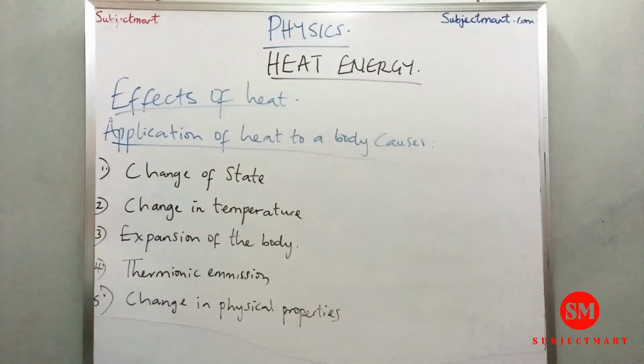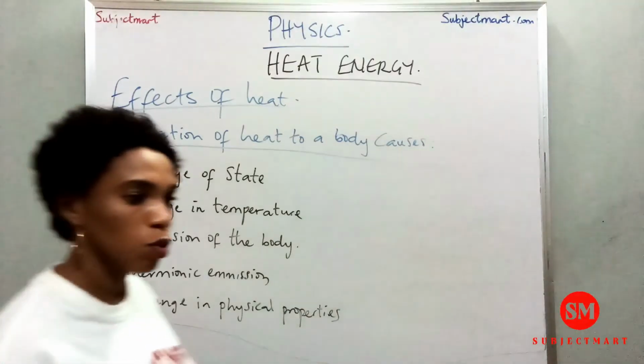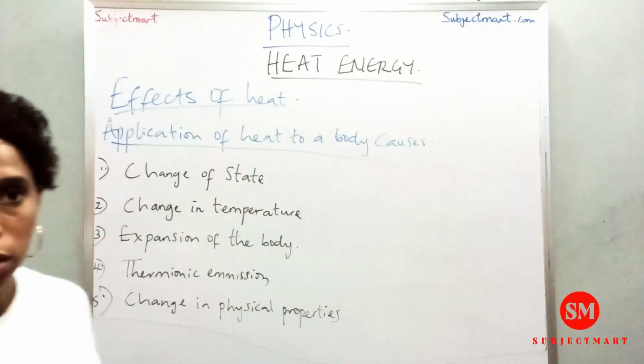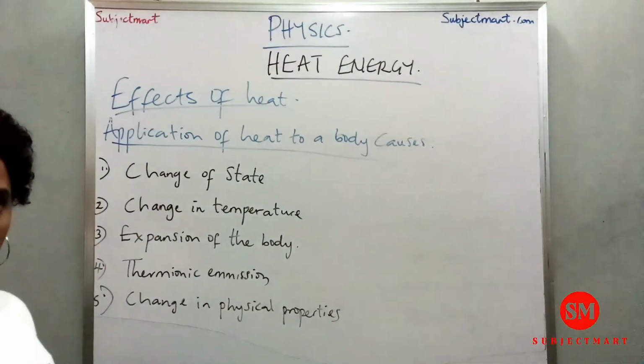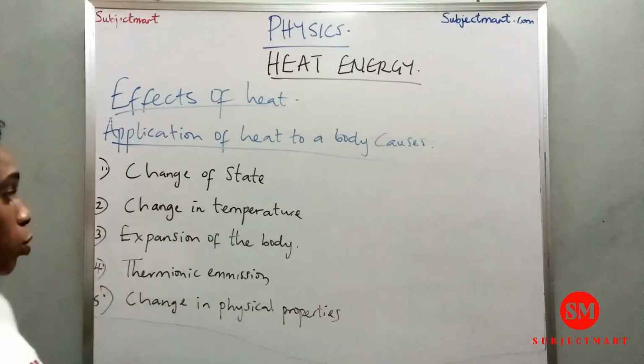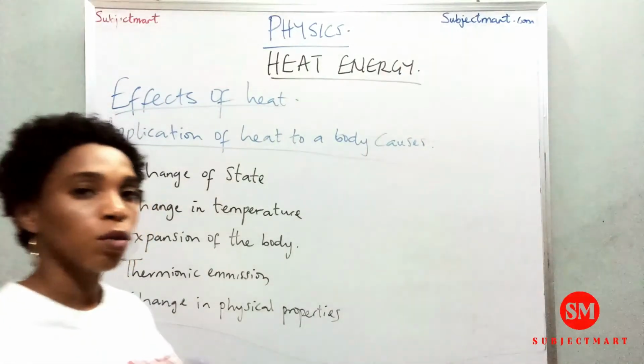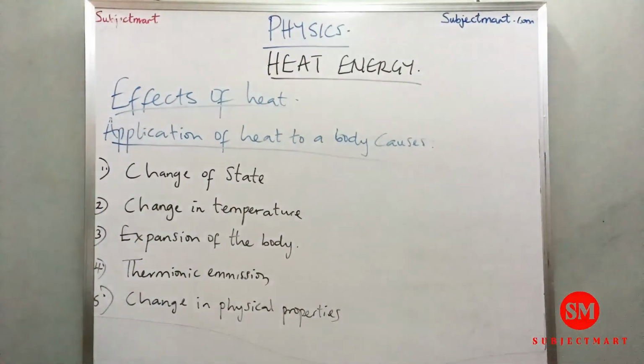The second one, it brings about change in temperature, of course. When you apply it to a cold body, definitely the temperature increases. When you bring out your food from the freezer, of course you don't want to eat it like that, so you microwave it or you put it on your gas cooker to warm the food. So what happens in that case is that the temperature of the food changes from being cold and becomes hot.